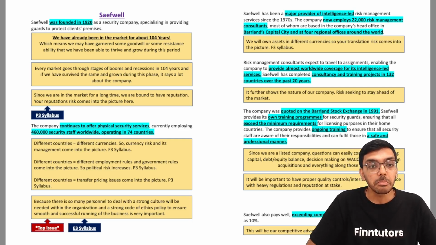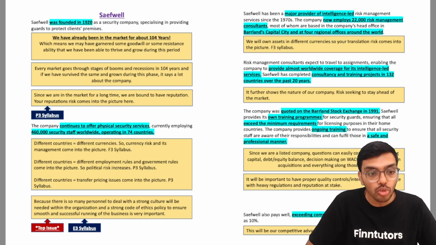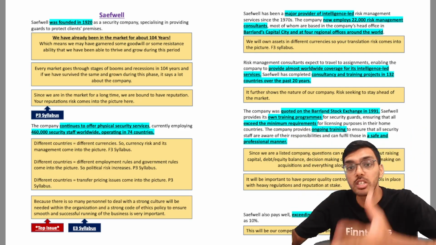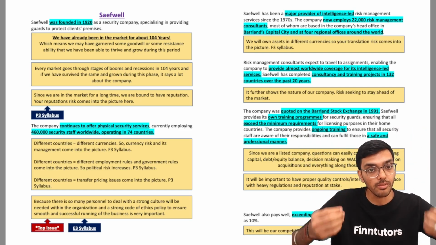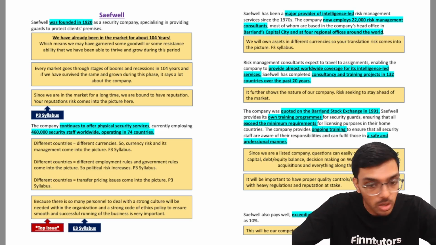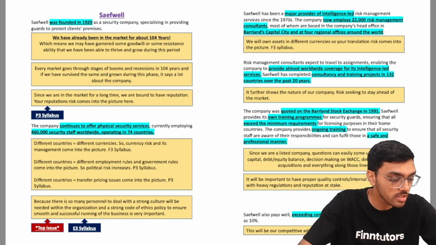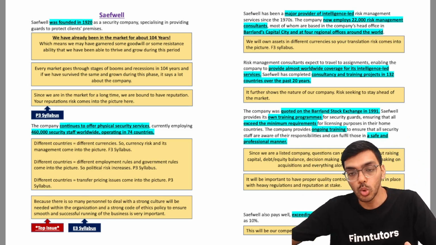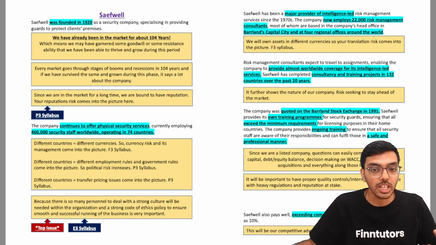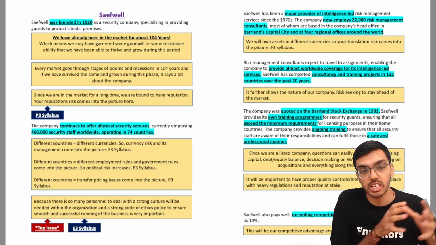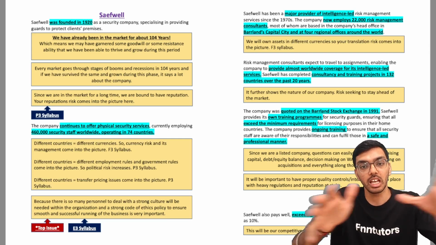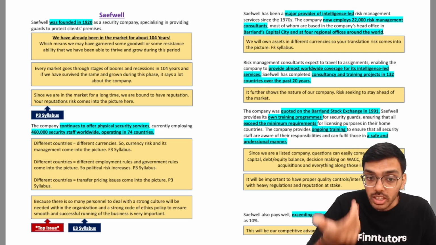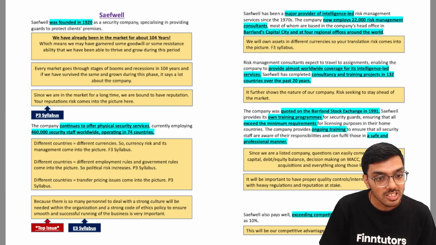And different countries means transfer pricing issues also come into the picture, which is your P3 syllabus, because goods, services, some kind of inventory, majorly for your business services, will be transferred from your home office to another country where your operations are running. So what is the transfer price being involved in these services? That is an issue that can also come up, which is P3 syllabus.